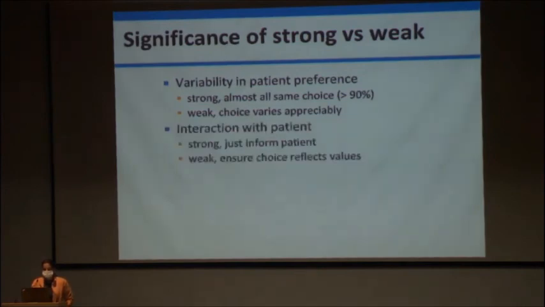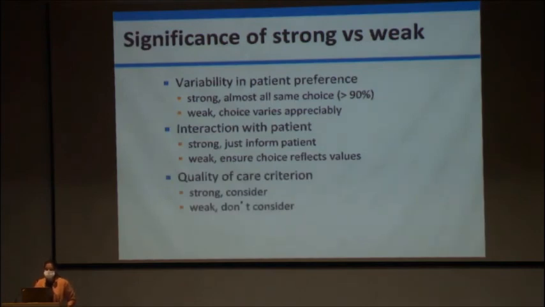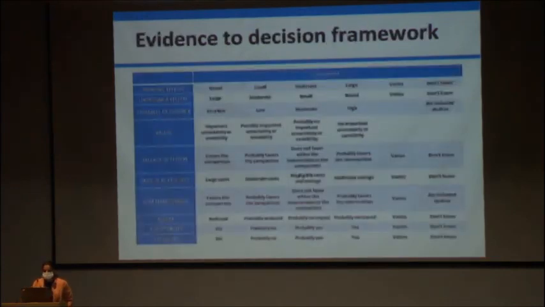It impacts the interaction with patients. So if it's a strong recommendation, just inform. If it's weak, you ensure that it reflects values and preferences. And quality of care criterion. So if there's a strong recommendation, it forms a quality of care criterion. If it's weak, it doesn't. And then there's other things that go into consideration, like values and preferences, balance of effects, cost effectiveness, and so on.